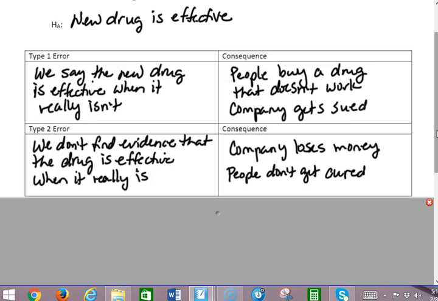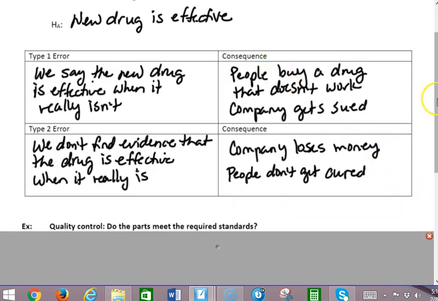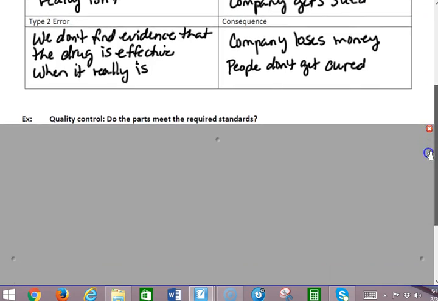Both of those are pretty bad. I would say maybe type 1 is worse, probably, although once again, it would depend on what this drug is curing. But I would say probably people buying a drug thinking that it's working when it really isn't is worse. Okay, so what next? Let's look at quality control.